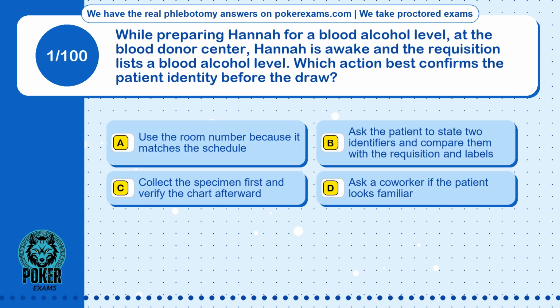Question 1. While preparing Hannah for a blood alcohol level at the blood donor center, Hannah is awake and the requisition lists a blood alcohol level. Which action best confirms the patient identity before the draw?